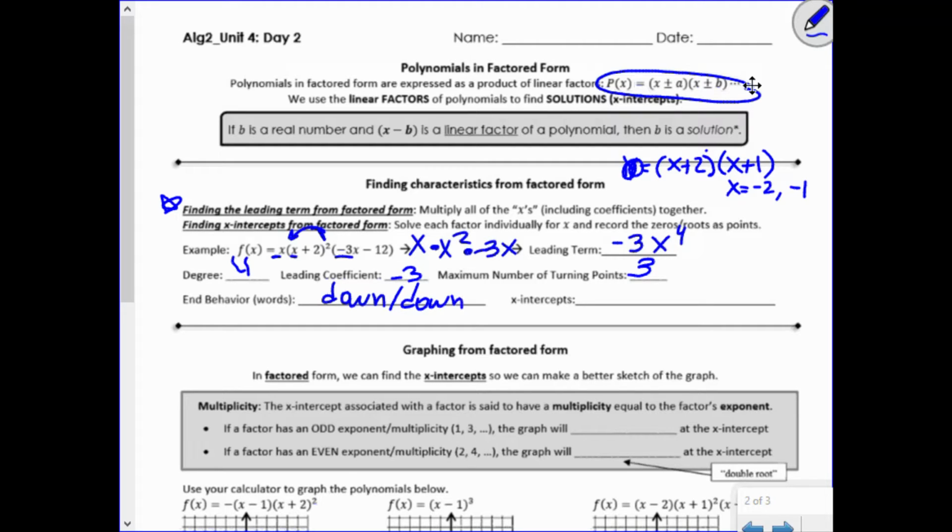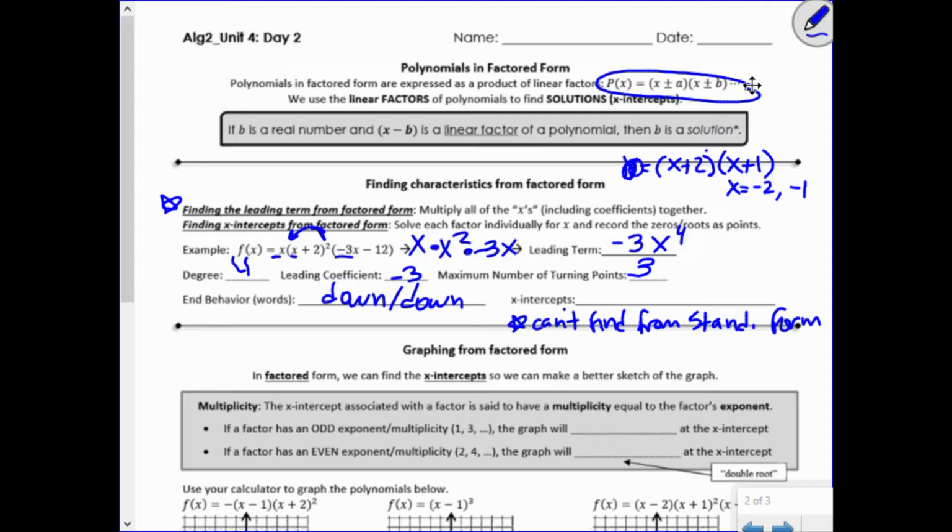So the way that you analyze the information is still the same as what we did last class. You just have to go one extra step to actually find what the leading term is, because the factored form doesn't tell you straight away. So you multiply all the x pieces together, get your leading term, and then you do what we did last time. Right? Also, I want you to be able to find the x-intercepts. We cannot find the x-intercepts from standard form. So that's the benefit of having factored form. You can find the x-intercept from factored form.